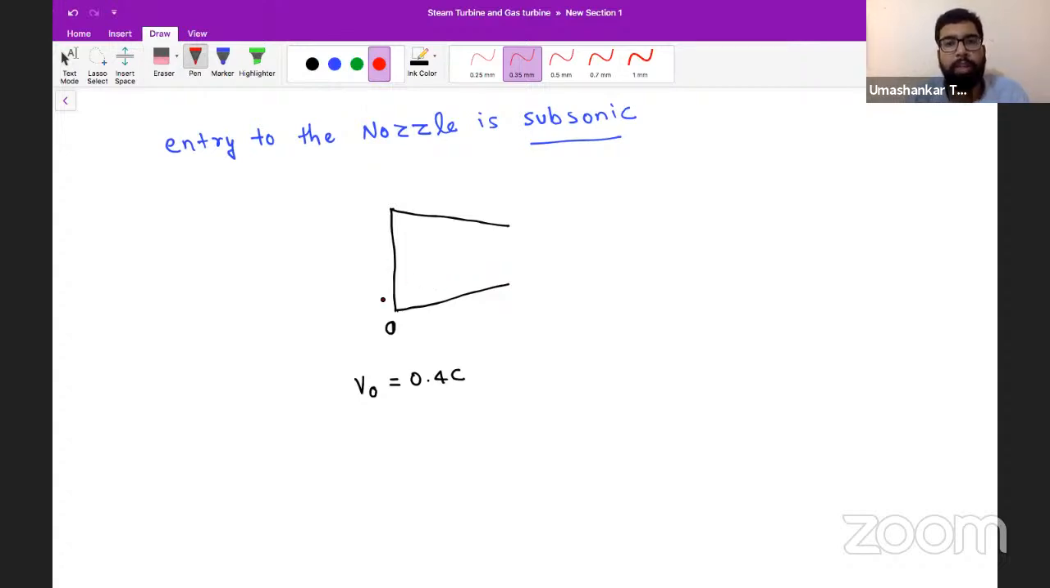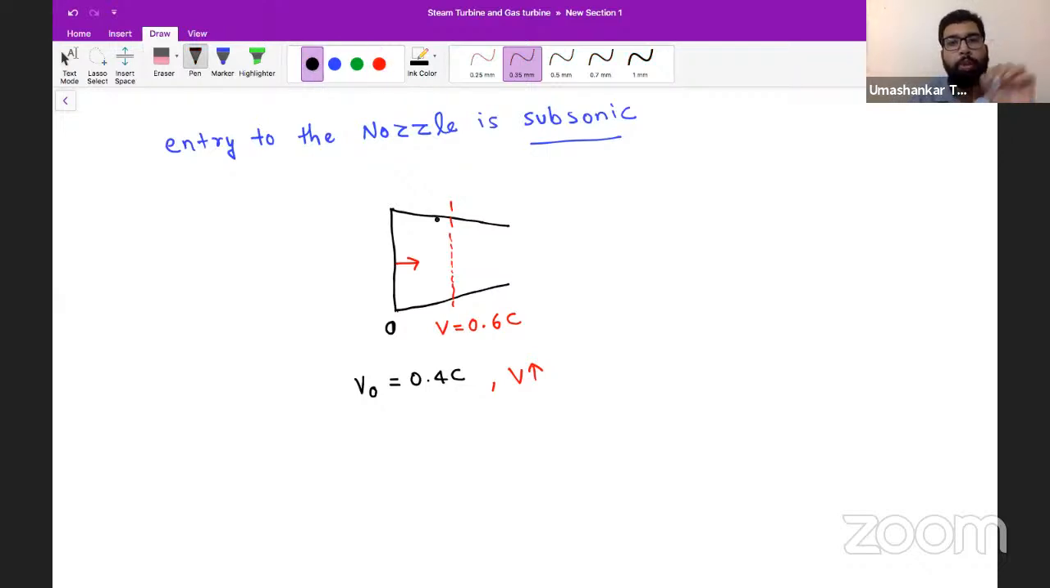Now flow with the flow of this steam. The steam is flowing in this direction, and as the entry to the nozzle is subsonic, while flowing in this direction the velocity goes on increasing. At some point, marked with this red line, the velocity becomes 0.6 of the velocity of sound.